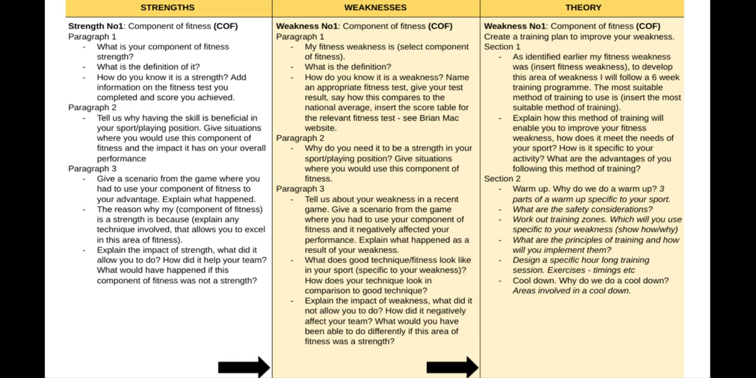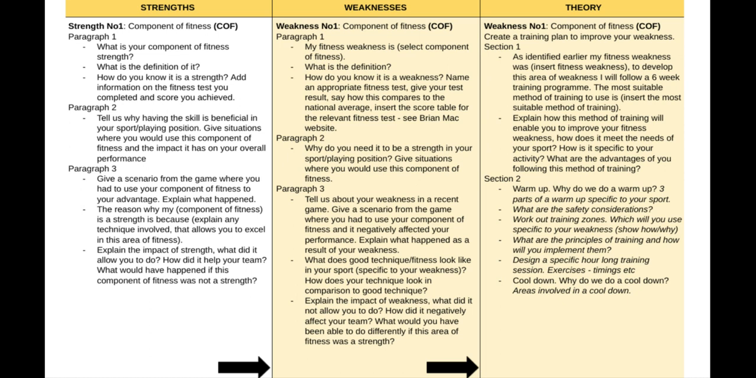The strengths and weakness elements are broken down into three paragraphs, and I've provided a series of questions for guidance within each paragraph. Again, use those questions to scaffold you as you go through your coursework. This slide focuses on the component of fitness, strengths, weaknesses, and theory. So solely around the components of fitness.